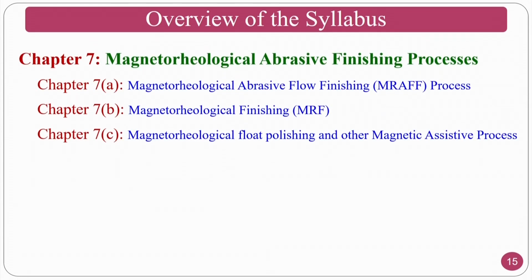In chapter 7, we go for magnetorheological abrasive finishing processes. In the previous case, normally you will have particles; here you will have a magnetic slurry. So, you go through the magnetorheological abrasive flow finishing process, magnetorheological finishing process, magnetorheological float polishing and other magnetorheological or magnetic abrasive finishing processes in chapter 7.